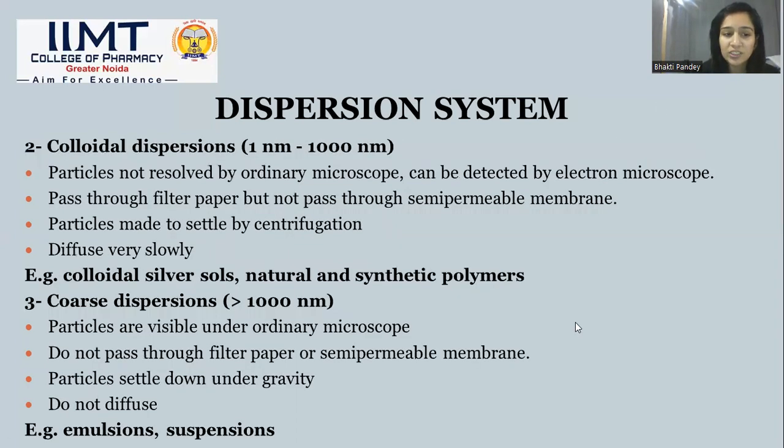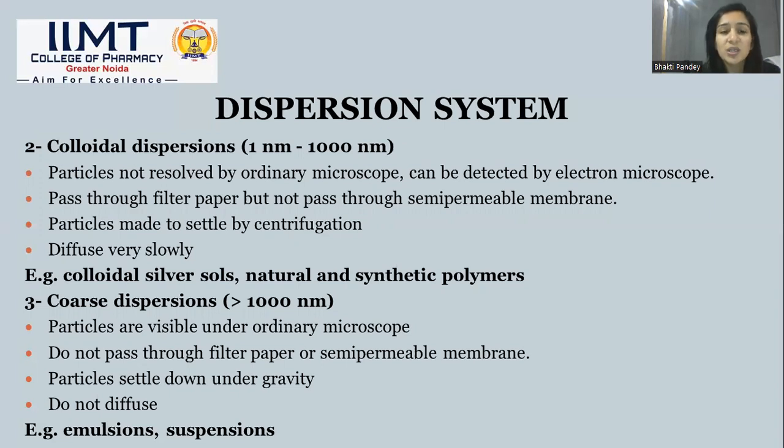The next type of dispersion system is colloidal dispersion. In colloidal dispersion, the size range of the particles is 1 nanometer to 1000 nanometer. Particles not resolved by an ordinary microscope can be detected by an electron microscope. They pass through the filter paper but do not pass through the semi-permeable membrane. Particles can be made to settle down by centrifugation.